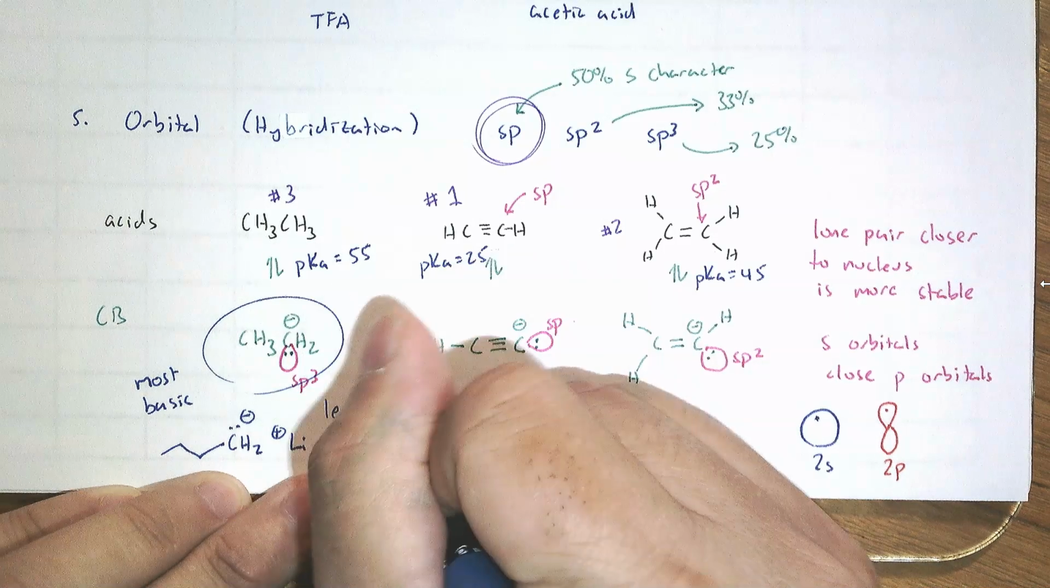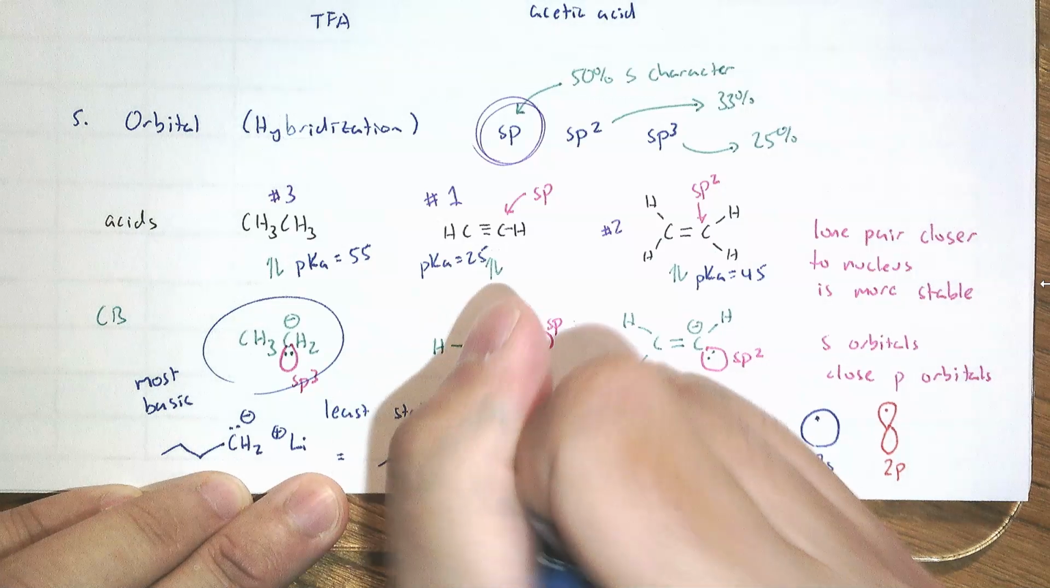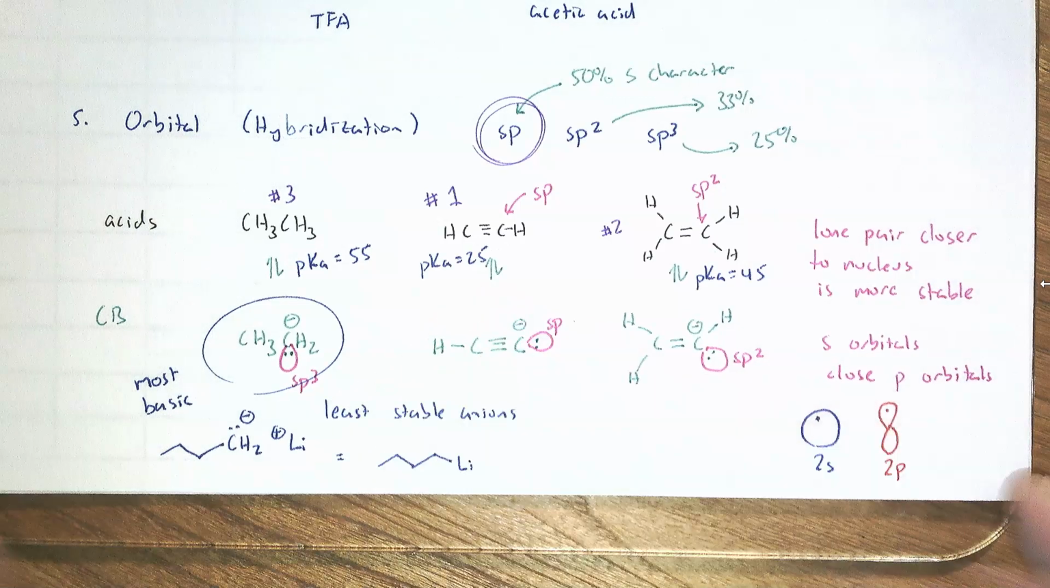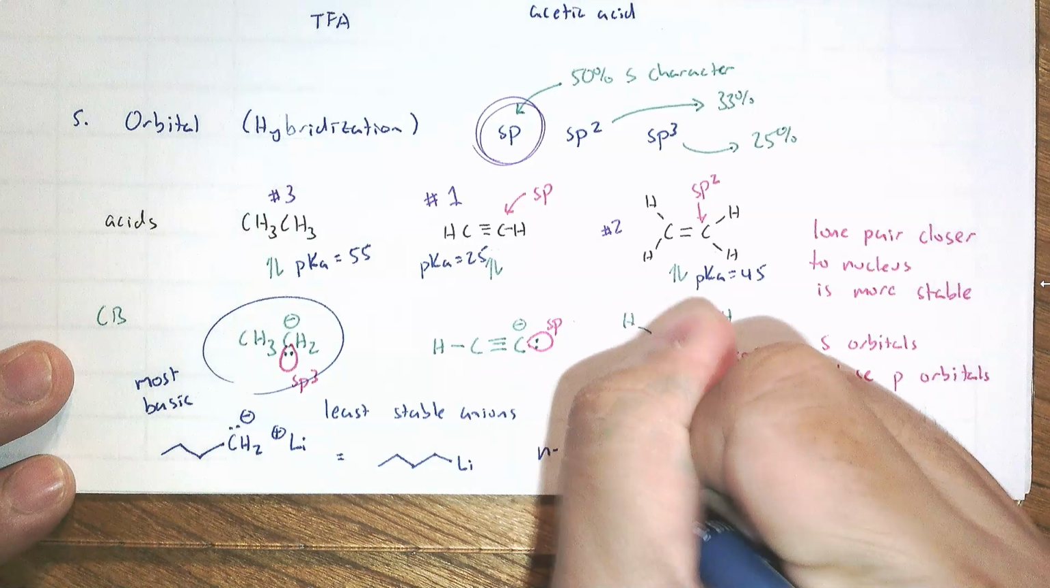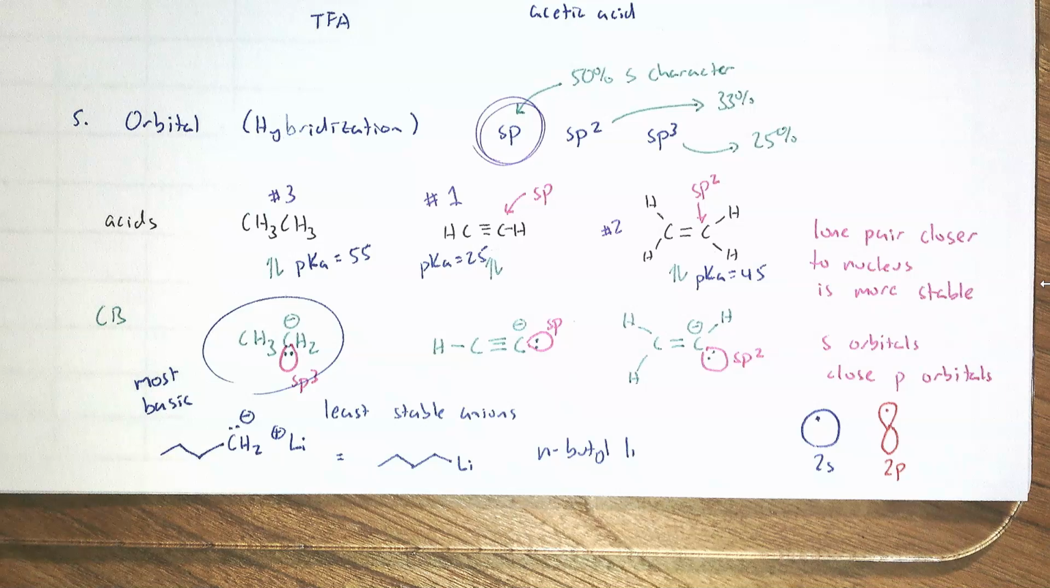Last thing for this is that N-butyl lithium can also be drawn with a covalent bond. Okay? N-butyl lithium. Man, I think it should be one word.